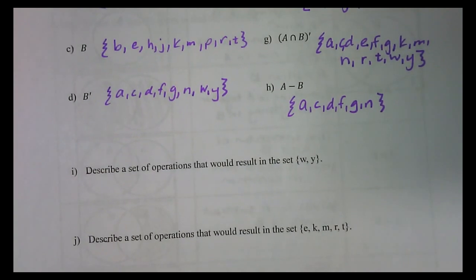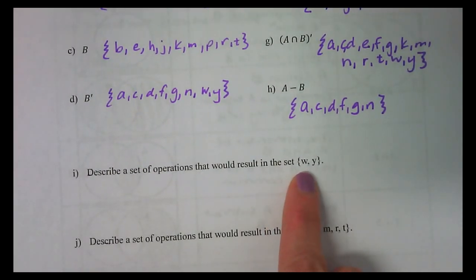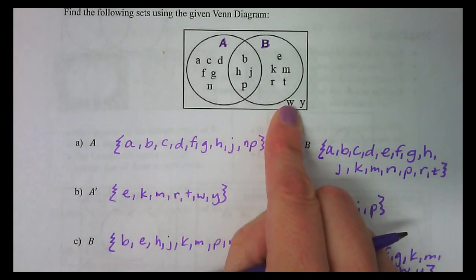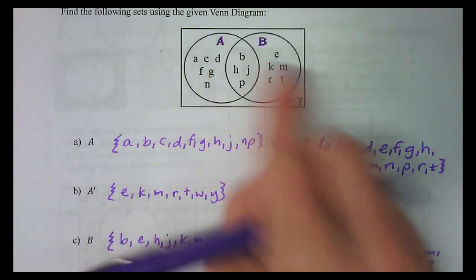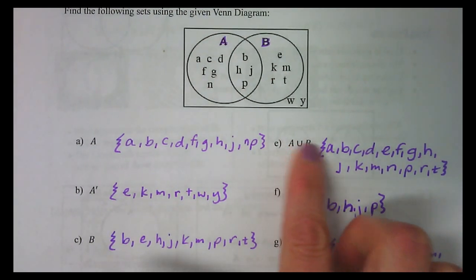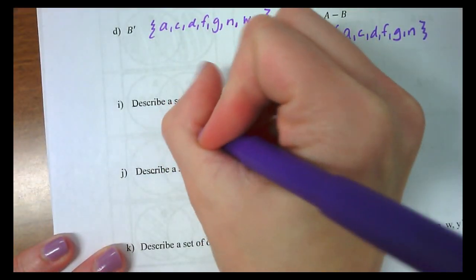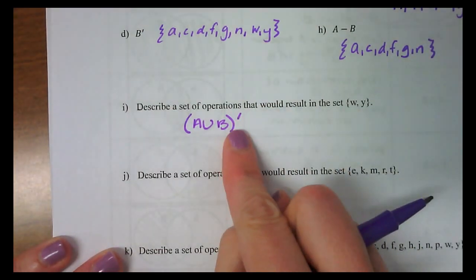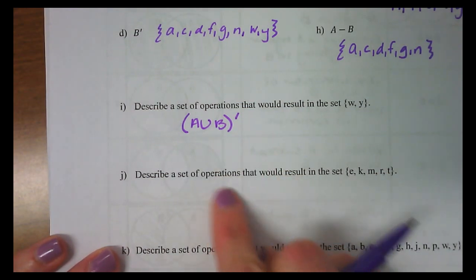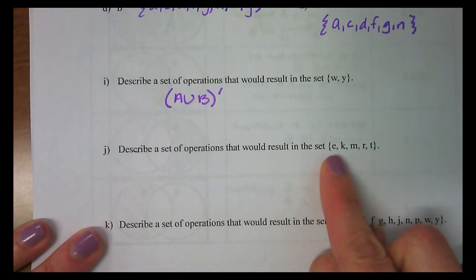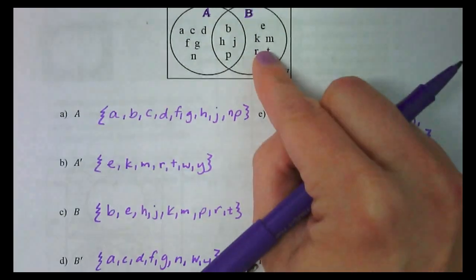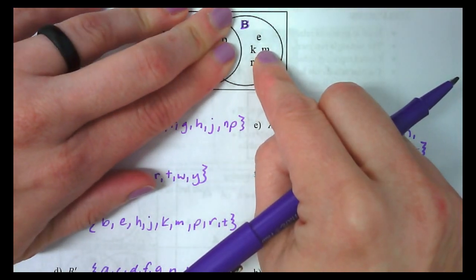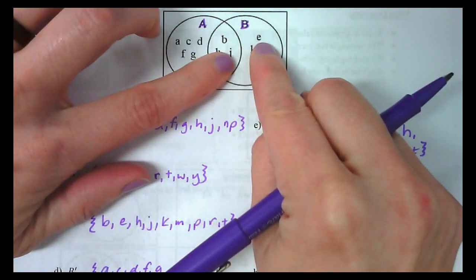Now this says, describe a set of operations that will result in the set W, Y. So W, Y is everything on the outside of the circles. If I wanted to say everything that's inside the circles, that was A union B. So I want to say everything that is not in the union. Okay, so this is telling me everything that's on the outside. Describe a set of operations that will result in the set E, K, M, R, T. So E, K, M, R, T is this part that's in B, but it's not in A. So this would be B minus A.